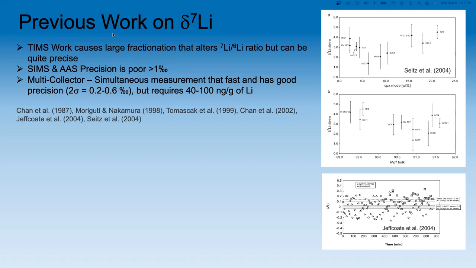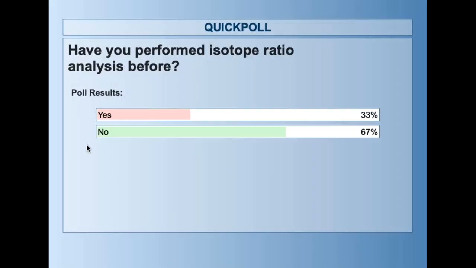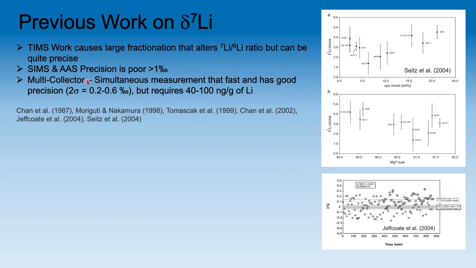Previous work on lithium has been on the machines that are really good at measuring more than one thing at a time. So we're looking at mass spectrometers like the thermal ionization mass spec or the secondary ionization mass spec. We have done some work on atomic emission, but the bulk of the work has been done on multi-collector. What happened to my laser pointer? There it goes. I apologize. There we go, multi-collector. What multi-collector is really good at is simultaneous measurement, because it has multiple collectors. So you can collect both masses at the same time. And that really gives you an incredibly fast and incredibly precise measurement.